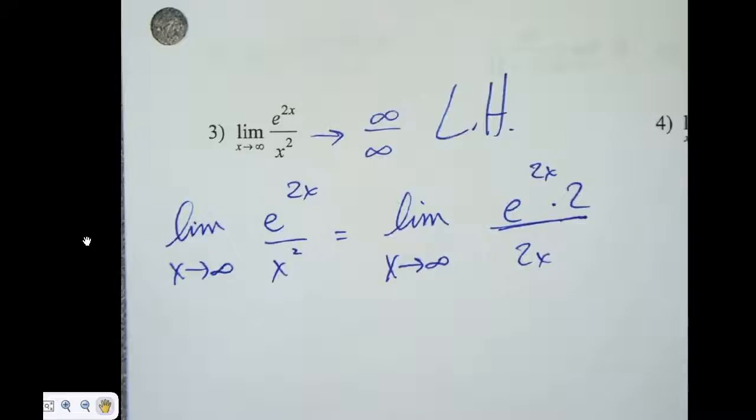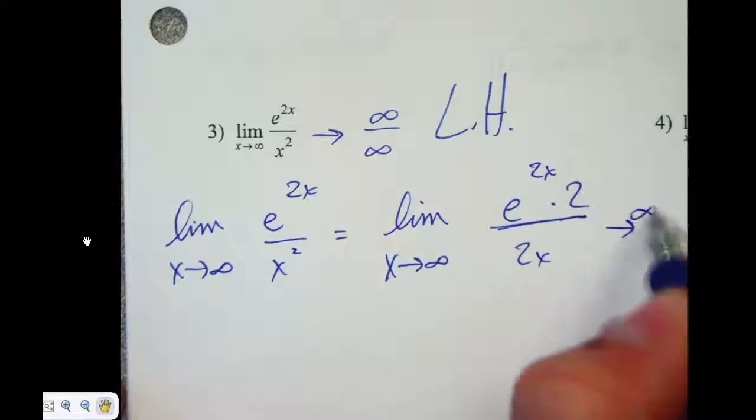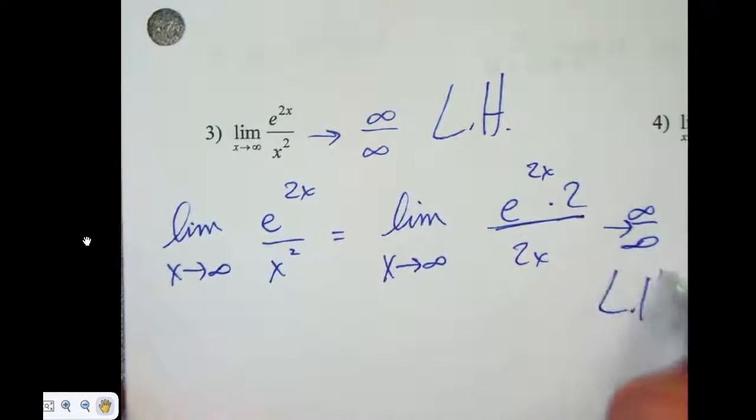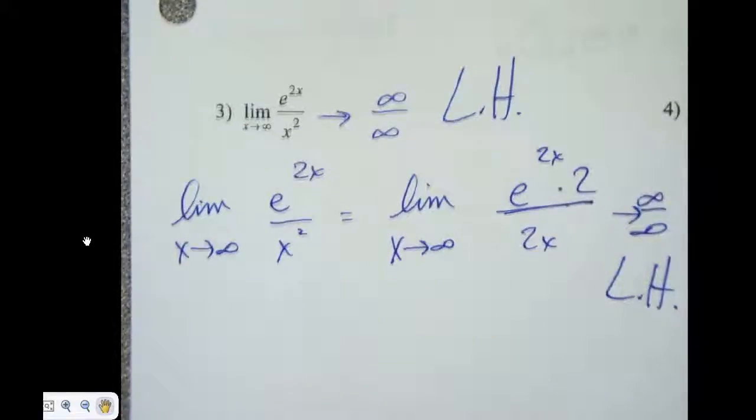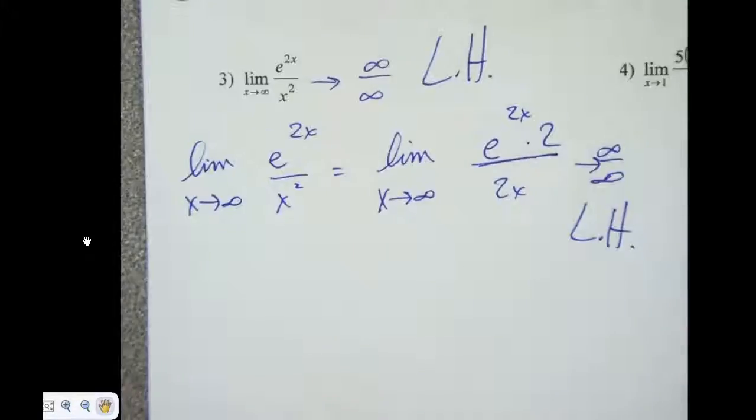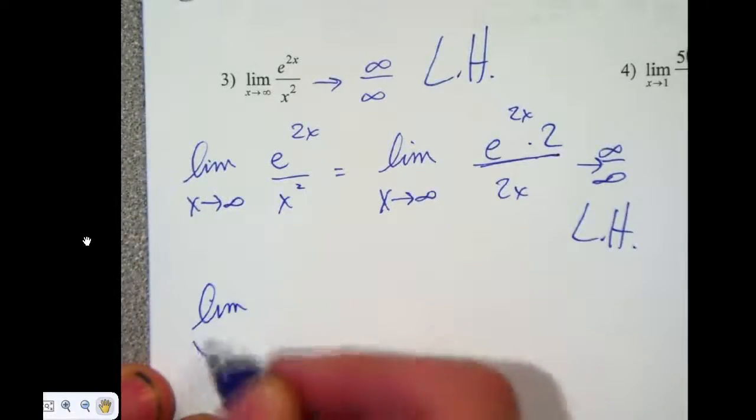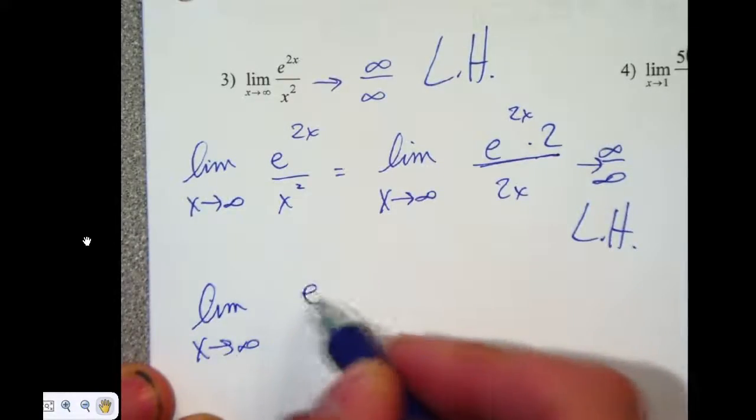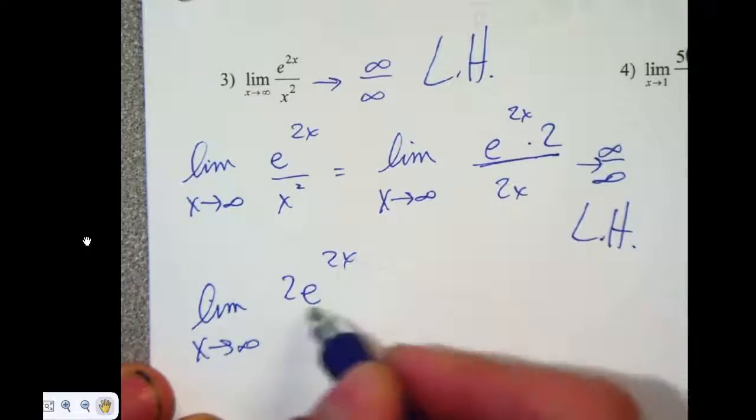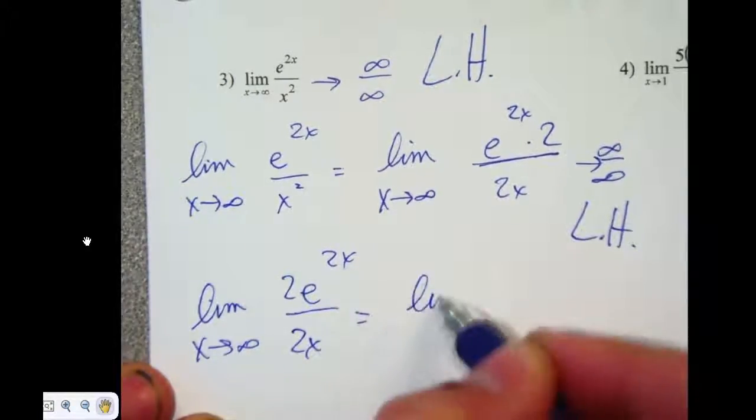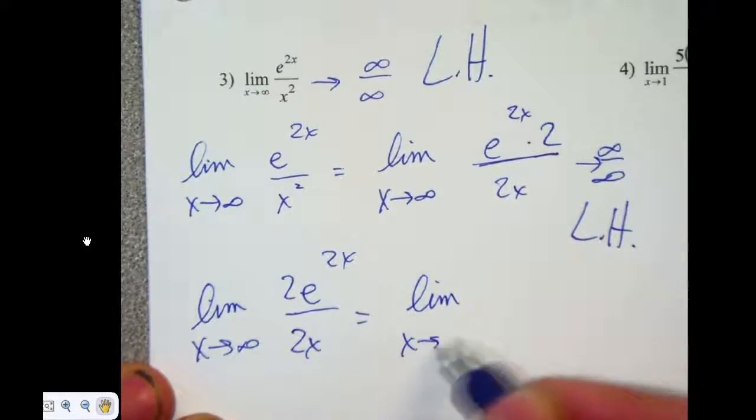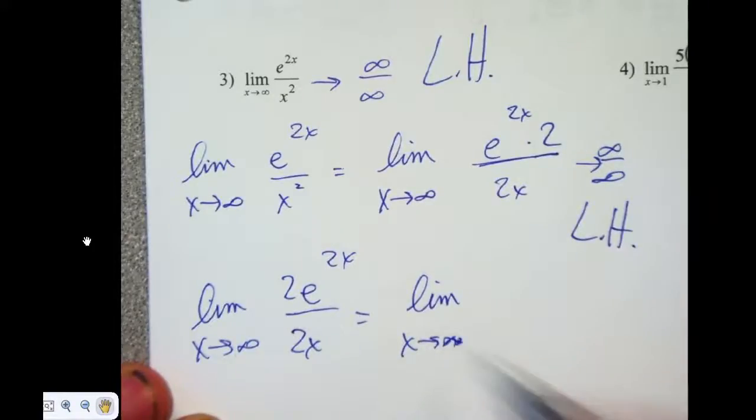Plug in infinity now, what do you get? It happens again, doesn't it? So I get infinity over infinity again, so I'm going to write LH again. And now I have to do the rule again. So I'm writing down what I had, and I'm just trying another level. Like, okay, that didn't work. Try one more level, maybe it will.